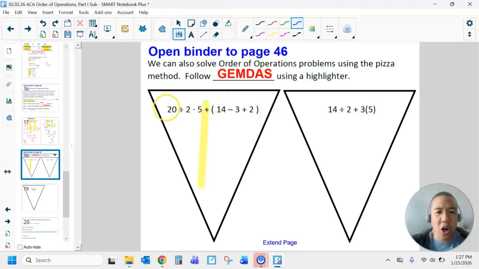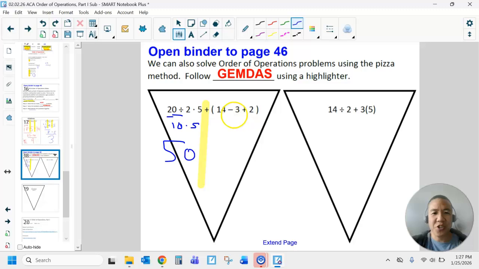So let's solve the left. Notice we separate it into mini problems again. This is the left term mini problem, the right term mini problem. Let's look at the left side. 20 divided by 2 times 5. So 20 divided by 2 is 10. And 10 times 5 is 50. That is the answer to the left mini problem.